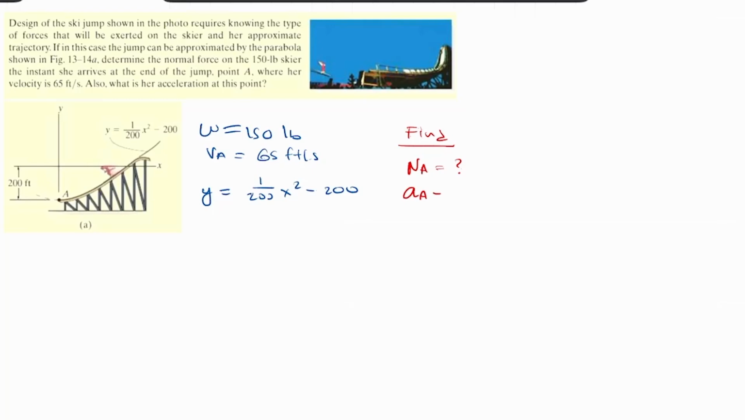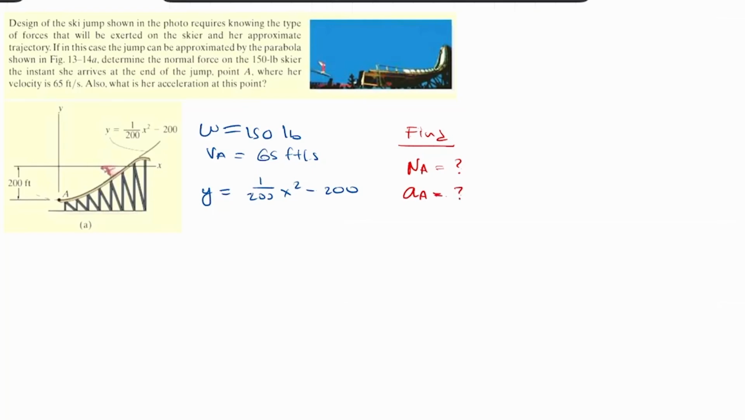So let's write down the givens. We have the weight of the skier is 150 pounds. We have her velocity at A, which is 65 feet per second. We also have the trajectory, or the path of the curve, which is y equals 1 over 200 x squared minus 200. All right, that's the trajectory, and we are looking for what is the normal force at A, and also what is the acceleration at A.